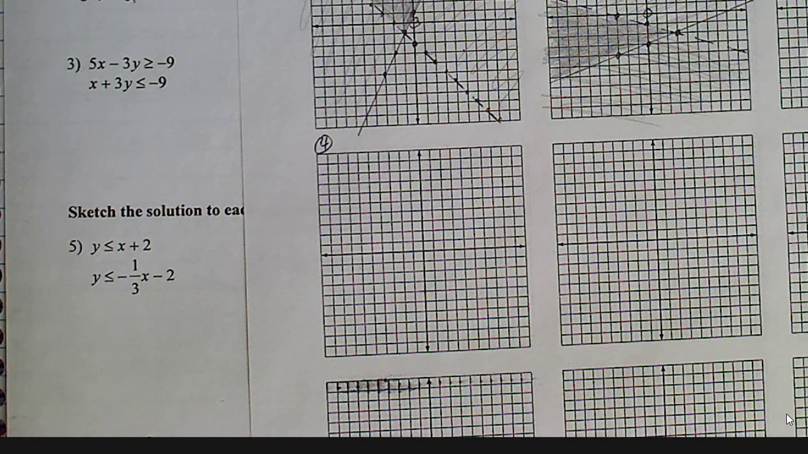So you go up 3, and then you go up 5, right 3, or go back to where you started, and go down 5, left 3. Next, with a solid line, could you use 0, 0 to check? You absolutely could. You get 0 is less than or equal to 3, which is true. So you're going to shade where 0, 0 is, which is in the downish direction.